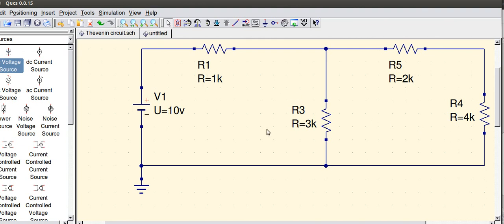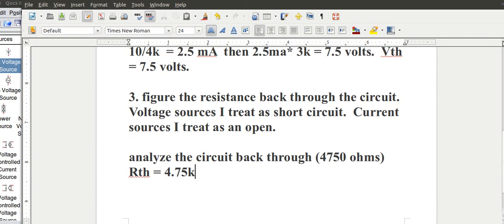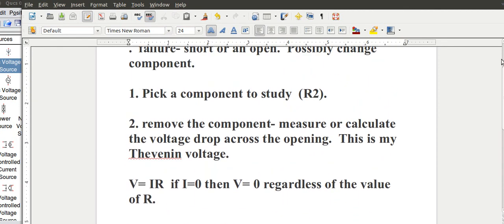What you can do is go through the process and come up with the Thevenin equivalent circuit for R3, or come up with the Thevenin equivalent circuit for R4. You can do either of those. The steps are as you see here. I made the type big so you can see it. I should be able to scroll up. You've got 3 steps. You're going to pick a component. Obviously, you'd pick a different one.